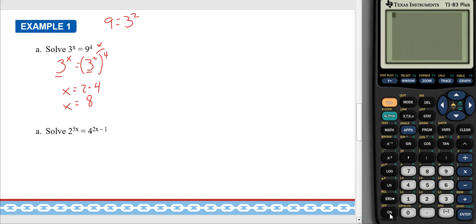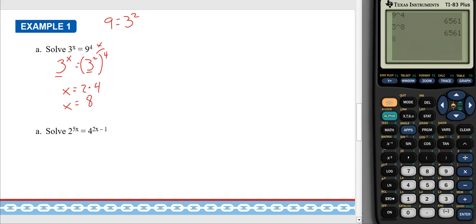So I can throw 9 to the fourth power into the calculator. All right, that was the right side of my equation, 6,561. And then I can sub that 8 in, 3 to the 8 power, and they should equal the same thing, which they do, 6,561. For example 2 here, 2 to the 5x equals 4 to the 2x minus 1.